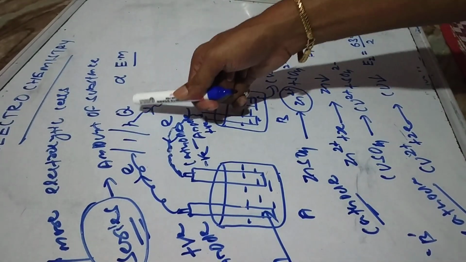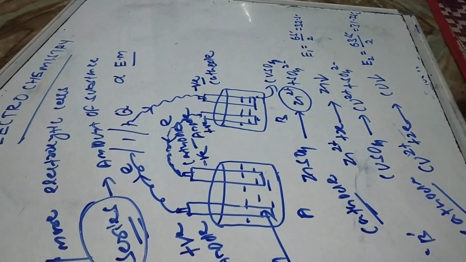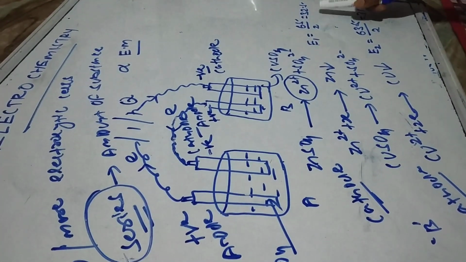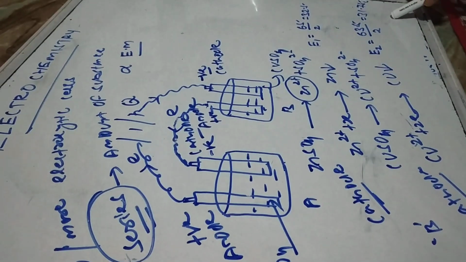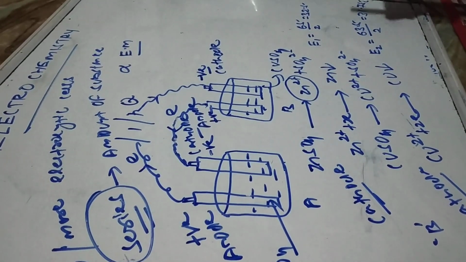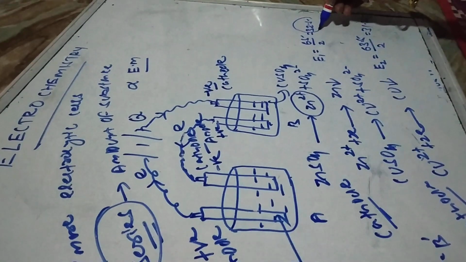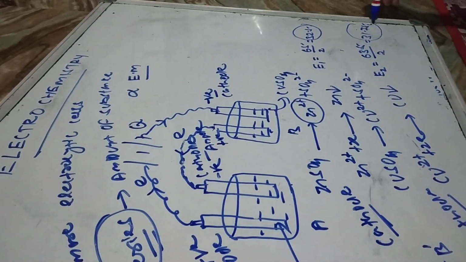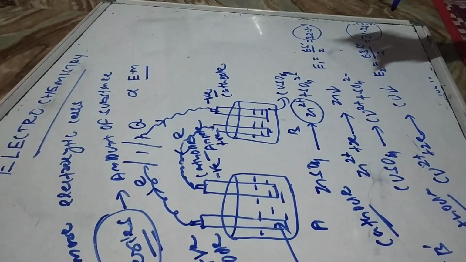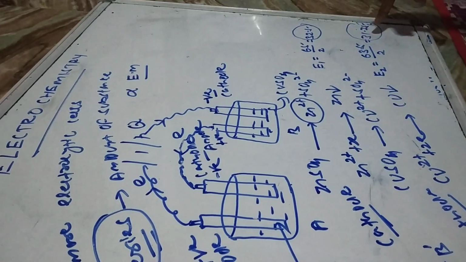So when I pass Q amount of charge, you observe that the amount of zinc deposited should be more than the amount of copper deposited. Why? Because the zinc equivalent mass is more than the copper equivalent mass. So at a particular charge, the amount of zinc will be more than the copper.